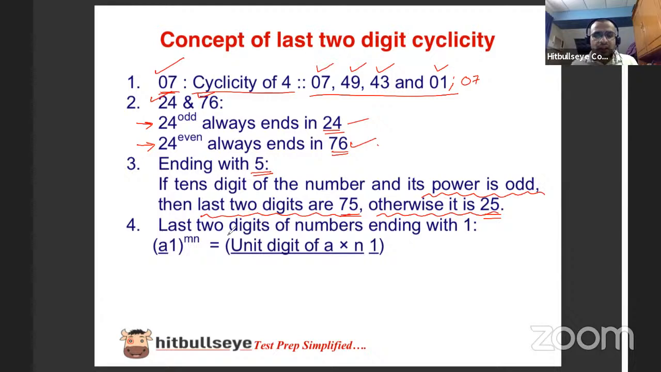Now this one is interesting. Last two digits of a number ending with 1. We have a1 raised to the power m into n. Here the last digit will be 1 only, but the number before that will be the unit digit of a into n. I will just highlight here with a different color. The unit digit of a into n, whatever comes, will be the tenth place of the expression. This is interesting, please note this down. Please, all of you, make a note of all of these 4 points. They will be helpful in solving a number of questions.